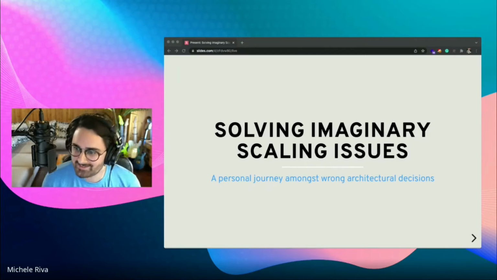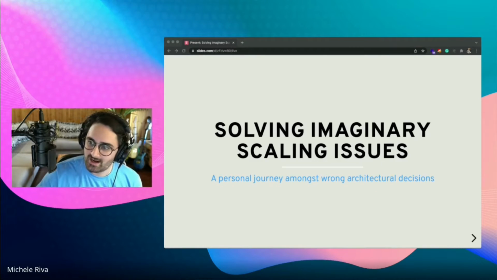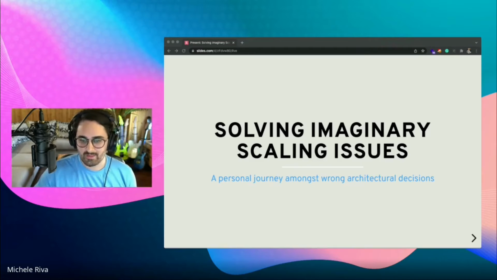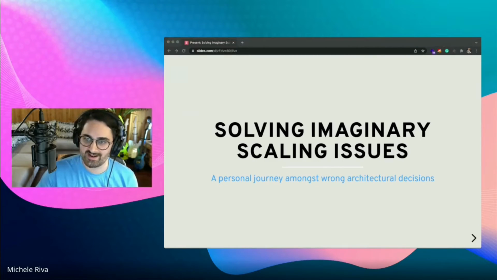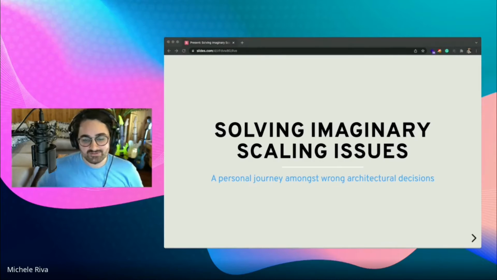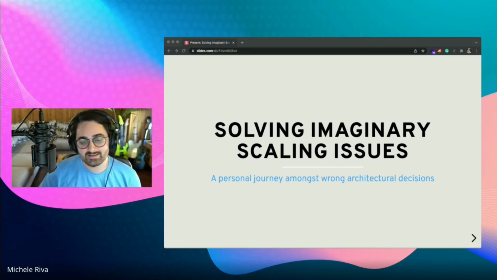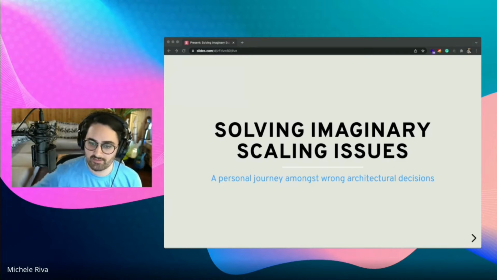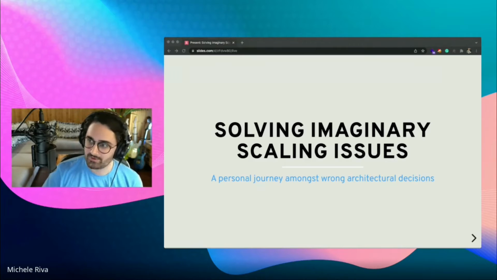Welcome everyone to my talk, Solving Imaginary Scaling Issues, which is, I gotta say, a personal journey amongst wrong architectural decisions that I personally made in my past. So I want to share with you something that I got wrong in my past, and maybe we can all learn something from my own mistakes. So yeah, let's get started with that.